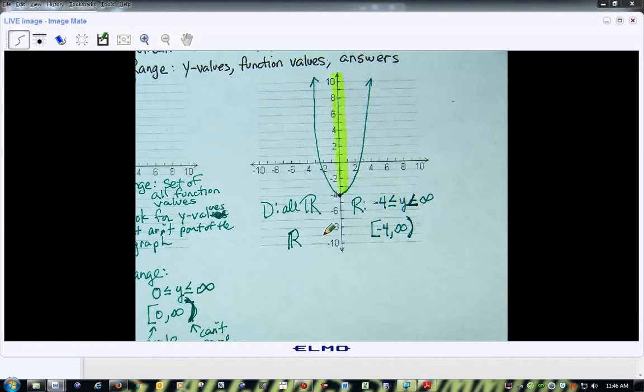Now, if you wanted to, you could also have a different color here and highlight the ones that you can't use.